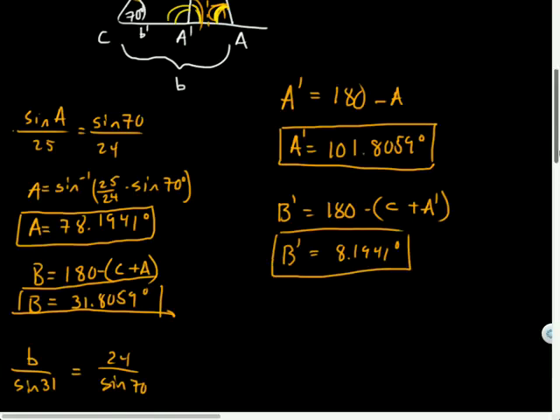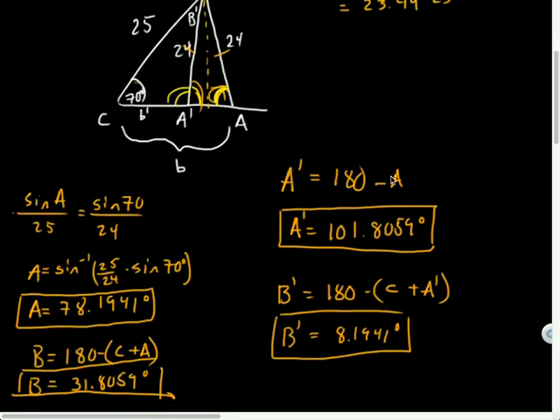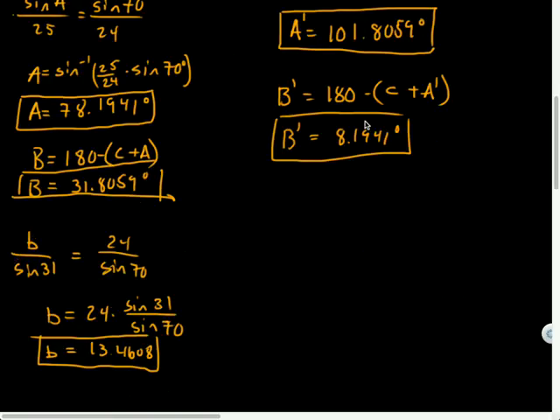And now, the last thing I need to find is little b prime. And is little b prime larger or smaller than little b, no prime? Smaller, right? Because here's little b, here's little b prime. So it's going to be smaller. And the way I do that is the same setup here, except I'll use b prime instead of the original b. So little b prime over sine of 8, whatever, equals 24 over sine of 70.